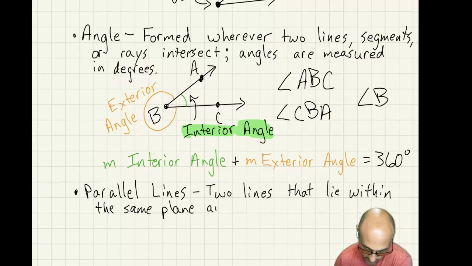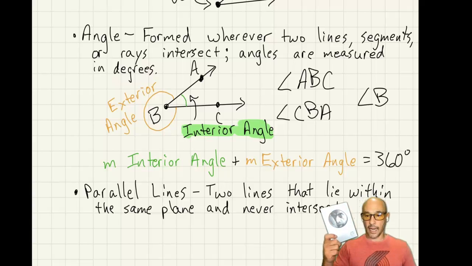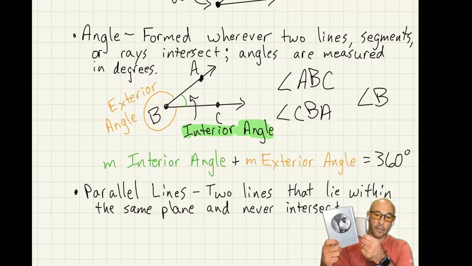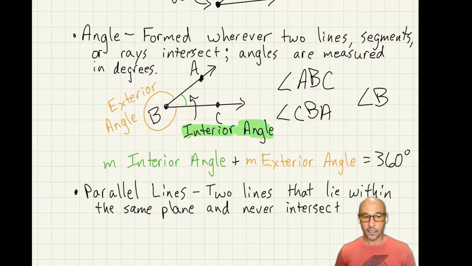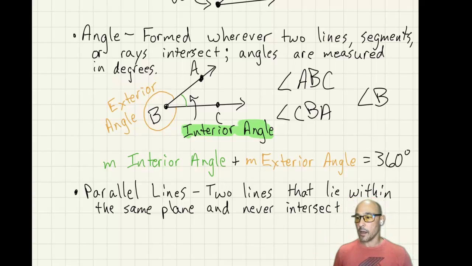And never intersect. So if you think about the idea that this is a plane and this is a plane, there might be a line on this plane and a line on this plane, and they never intersect, but they're not parallel because they're not coplanar. They're not within the same plane. So that's one thing that's really key, is that parallel lines have to be on the same plane.